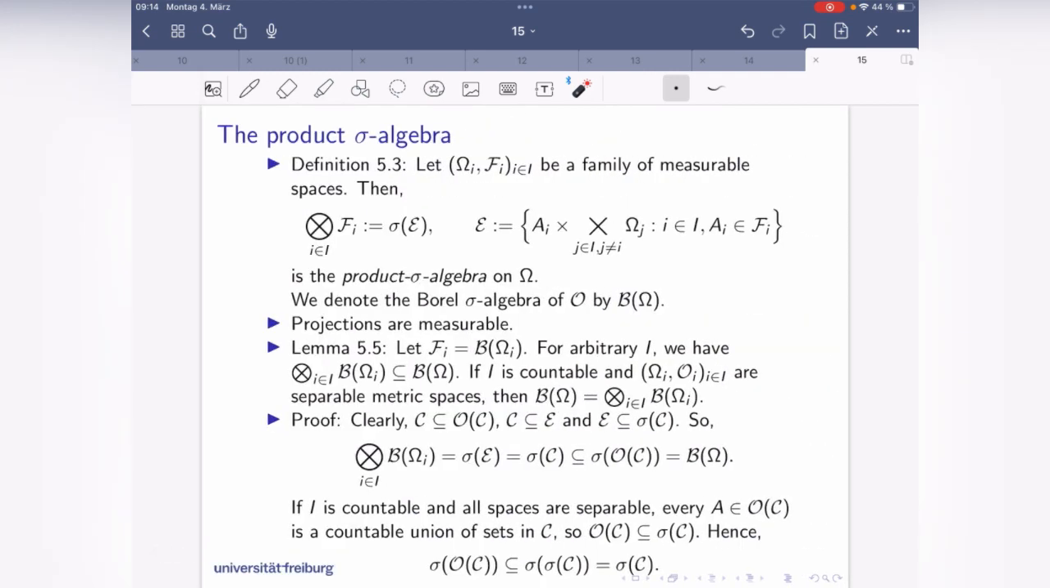Okay, now we know what the product topology is, but we are going to also need the product sigma algebra. And it turns out there can be two versions.